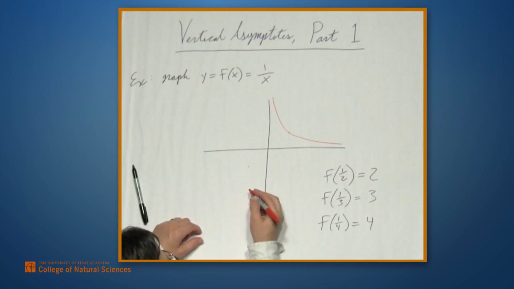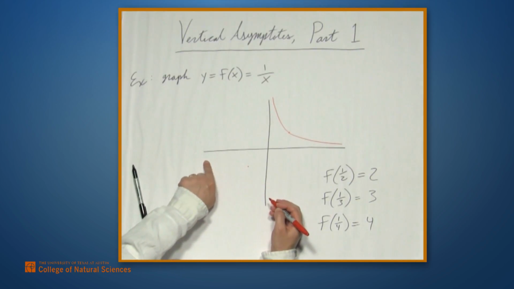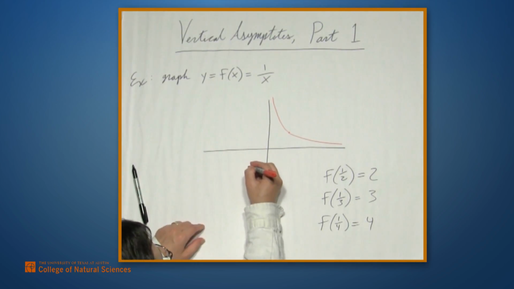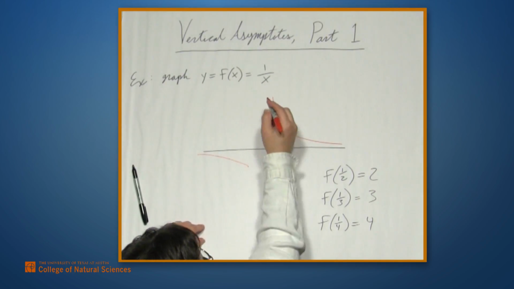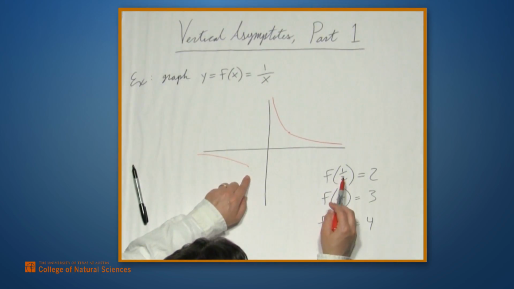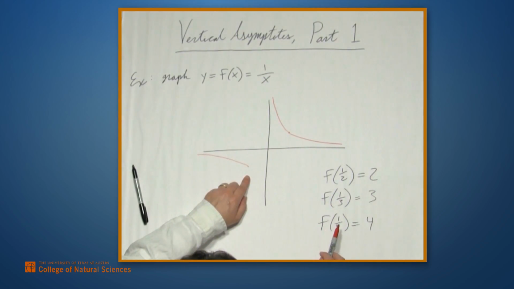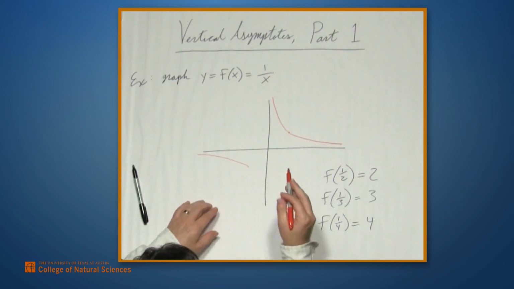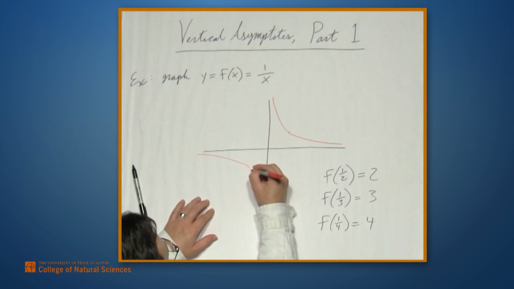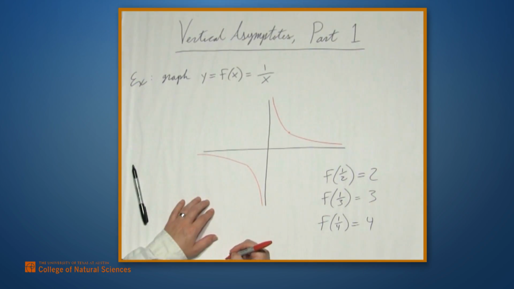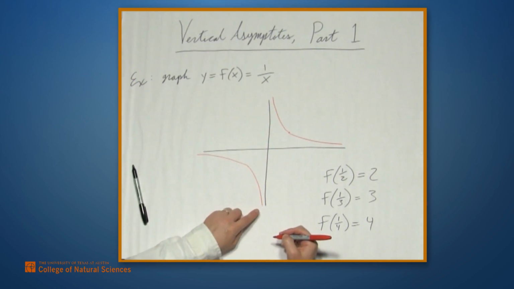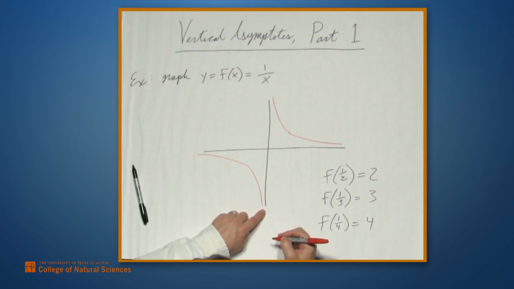Now, similarly on this side, if x is going off in this direction, then it's going to get closer and closer to 0. Again, that's a topic for a different video. But if x is, say, -1/2, then 1 over x is -2, -1/3 becomes -3, -1/4 becomes -4. So on this side, we see that we're approaching -infinity. This line, which in this case is the y-axis, is what we call a vertical asymptote.